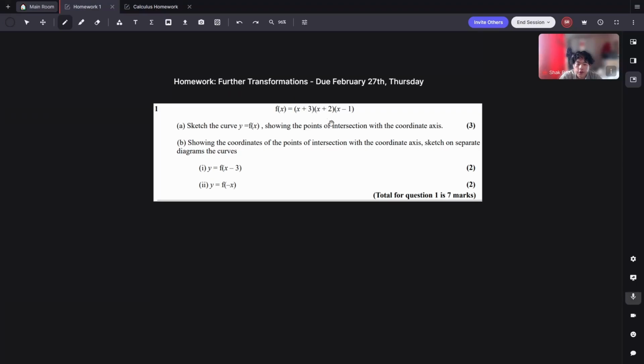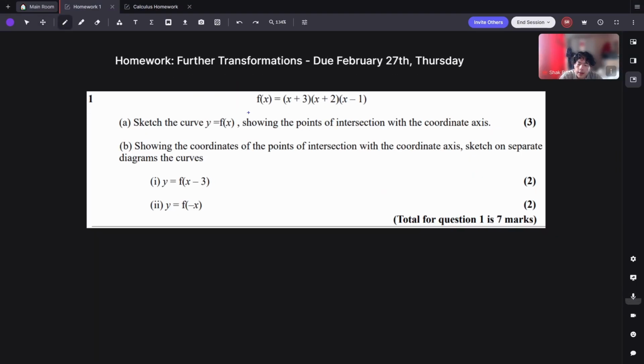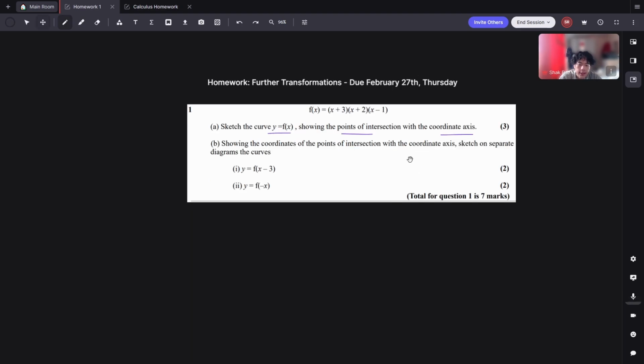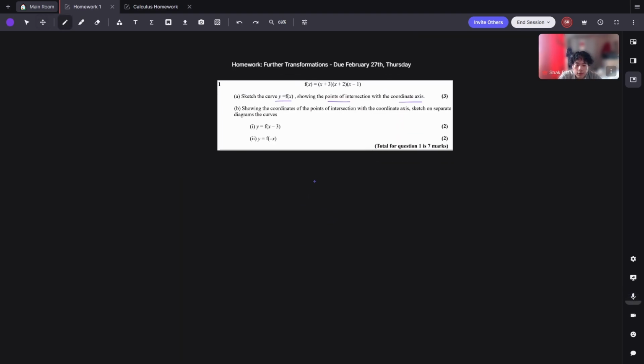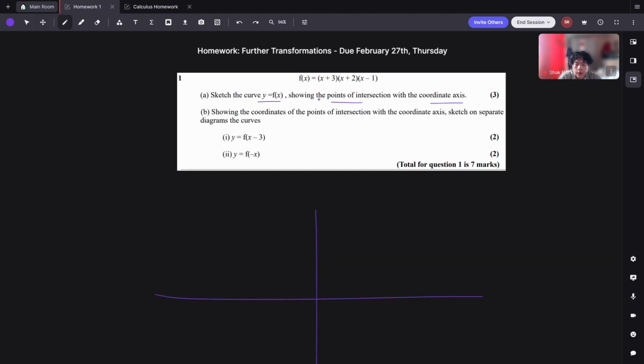So this is the further transformation homework. And essentially we're asked to sketch this curve showing the points of intersection with the coordinate axis. So first of all, I'll just draw the coordinates out. And we have x plus 3, x plus 2, x minus 1.